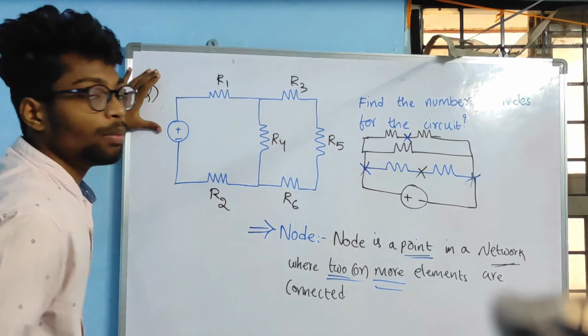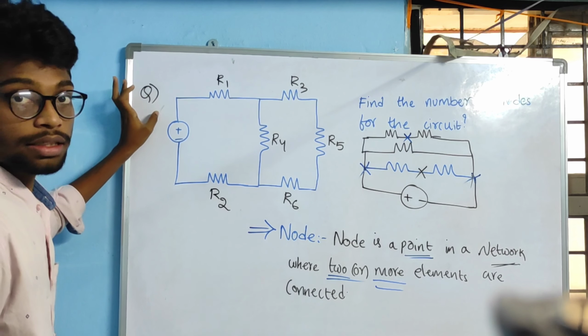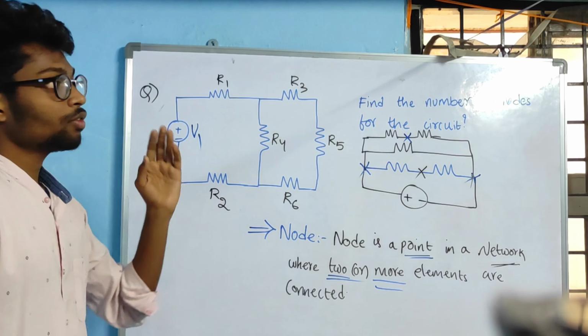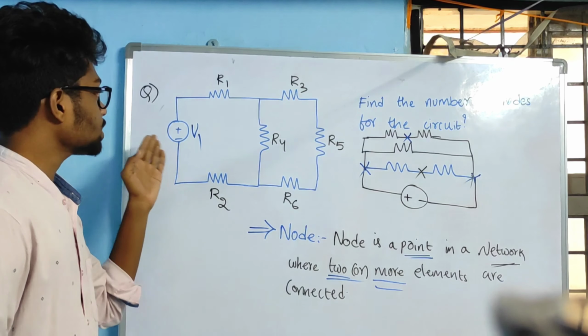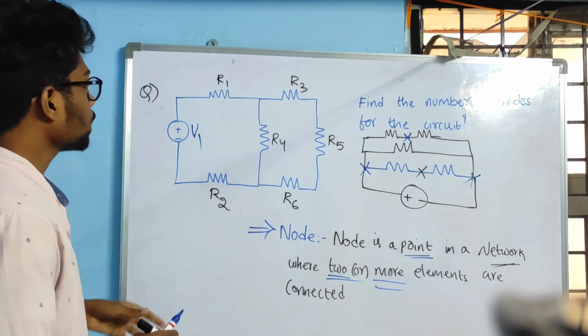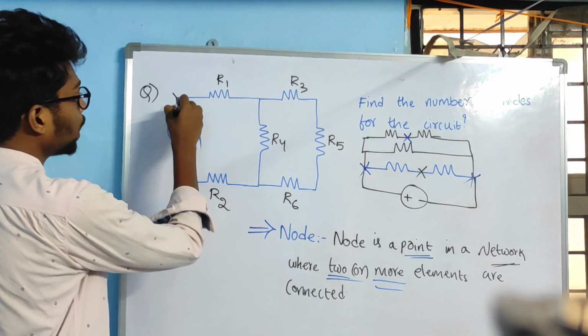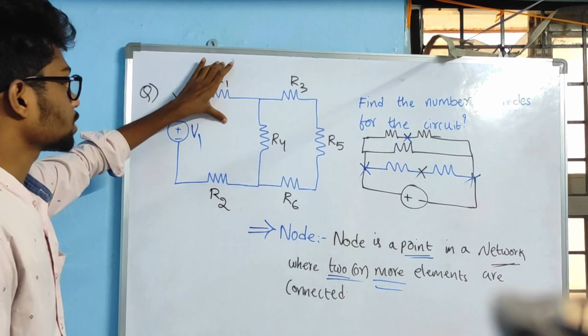Friends, coming to this problem, over here you can see the components. I have told you earlier, this is voltage source V1, let me take. For finding the number of nodes, we don't have to know the values of the resistances and voltage source. We only have to know the circuit diagram. For this circuit, you can see two elements are connected, one is the voltage source and another is a resistance.